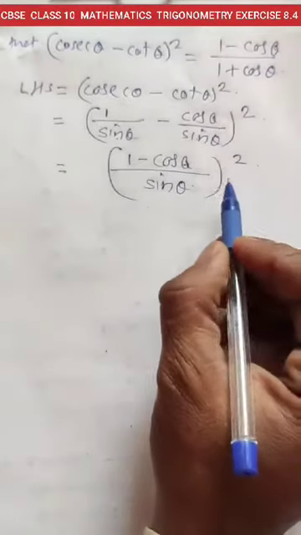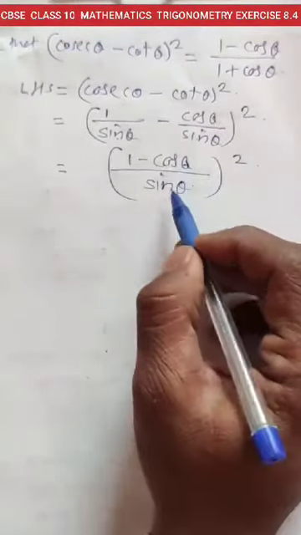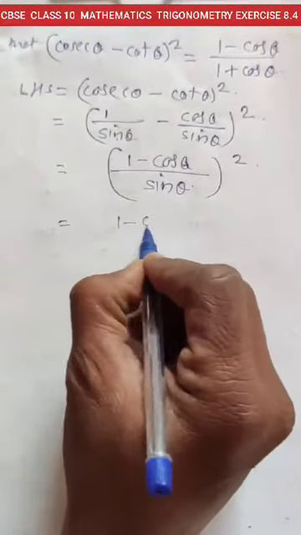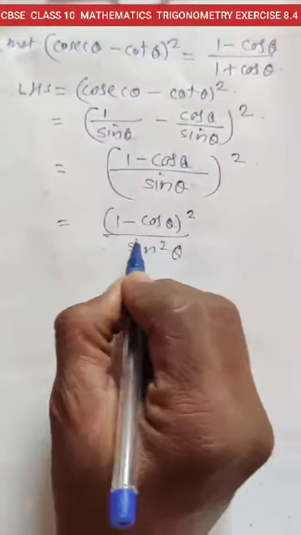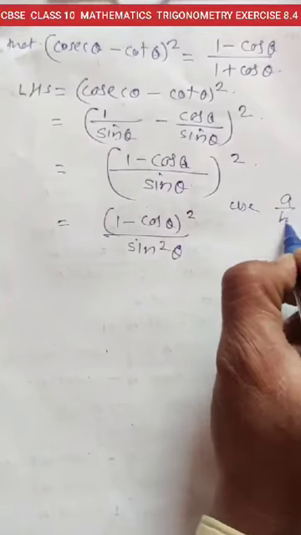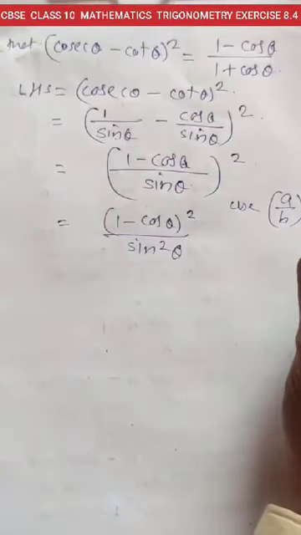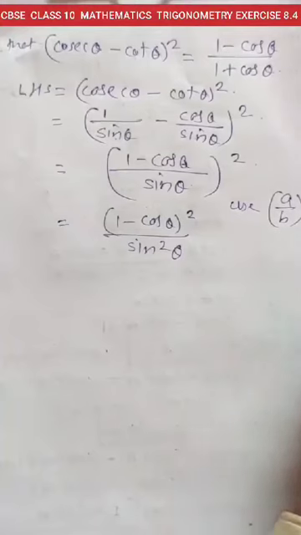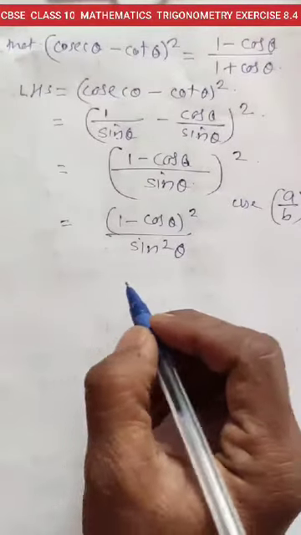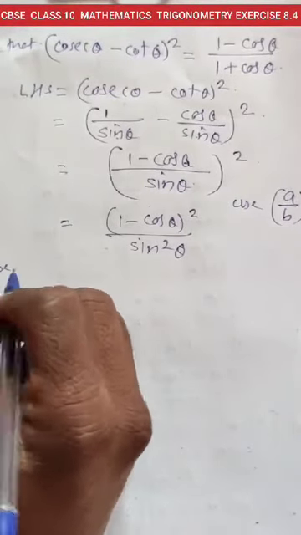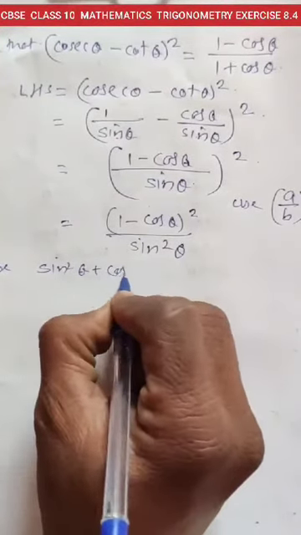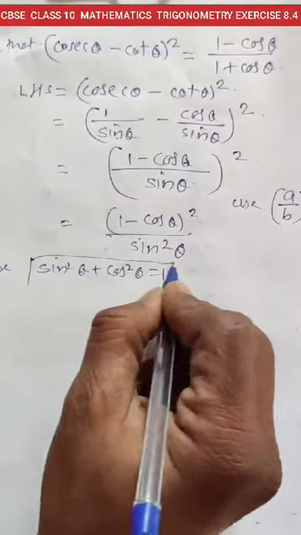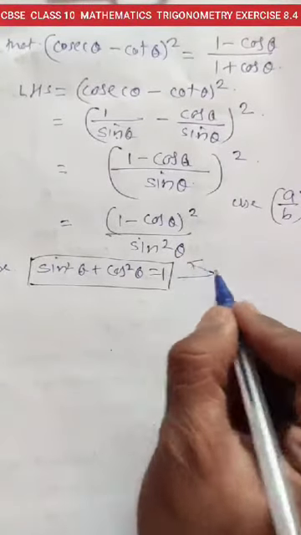Now this square is applied separately to both the numerator and the denominator. That means (1 minus cos theta) whole square upon sin square theta. Here we use the rule of index, (a upon b) raised to the power m is equal to a raised to the power m upon b raised to the power m. Such a formula we use here. Okay. So in the next step we again use an identity, that is sin square theta plus cos square theta is equal to 1, and this is used only in the denominator.